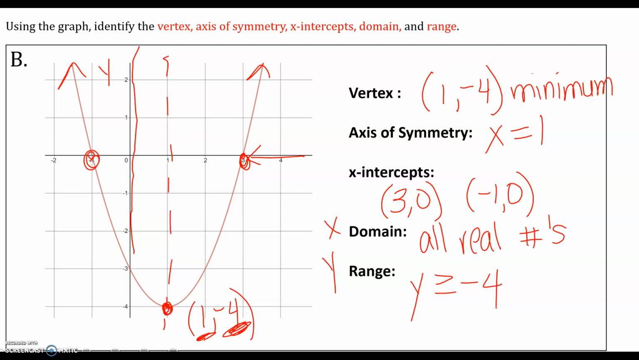Again, these arrows on the graph mean it's going to go forever and ever. So it could even reach a y value of 10 or a y value of 20. It's actually going to reach those values.